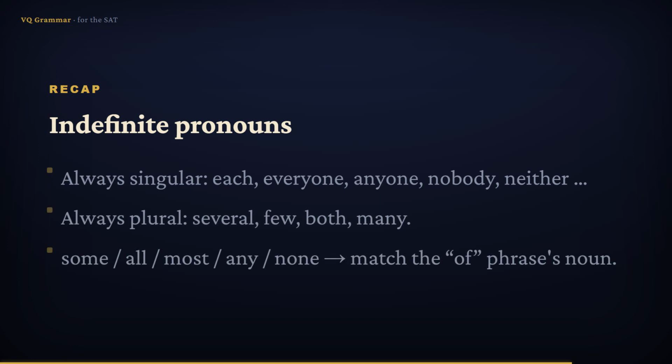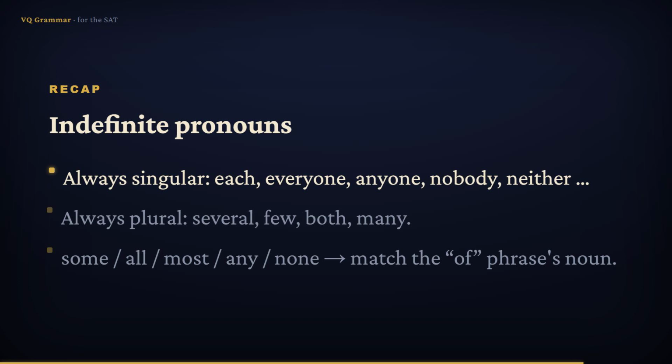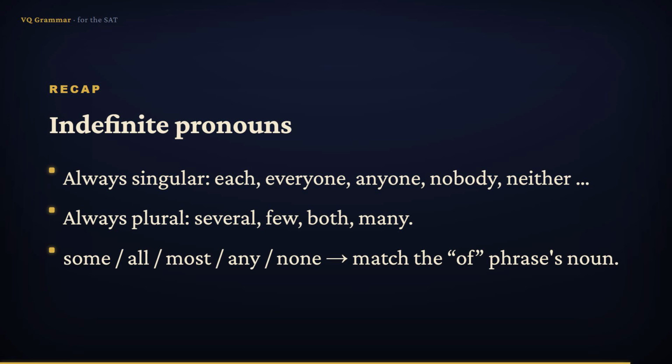Let's wrap up. When an indefinite pronoun is the subject, its group decides the verb. Words like each, everyone, anyone, and neither are always singular. Words like several, few, both, and many are always plural. And the special five, some, all, most, any, and none, take their number from the noun in the of phrase. Singular noun, singular verb. Plural noun, plural verb. Know the groups, and these become quick, reliable points.